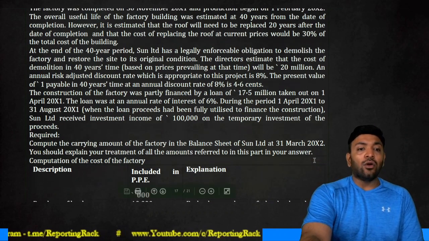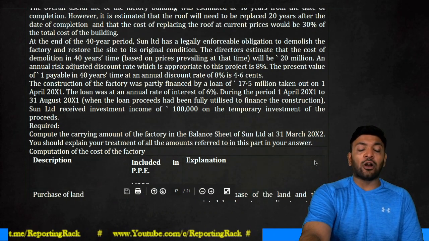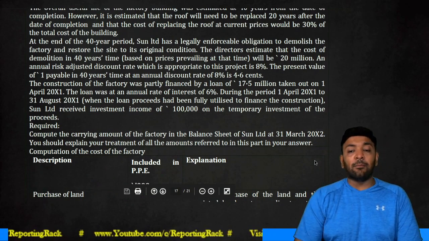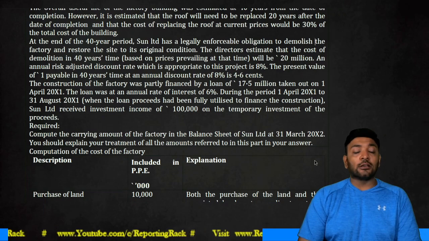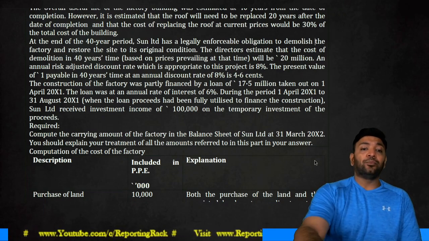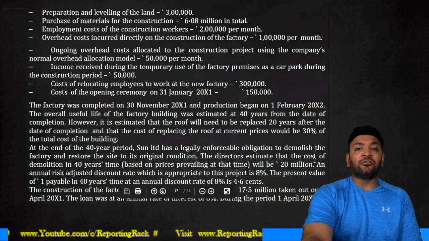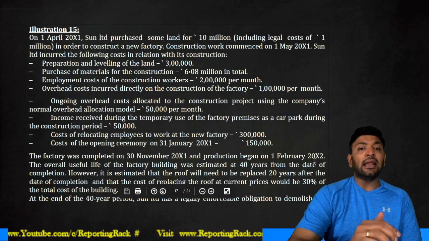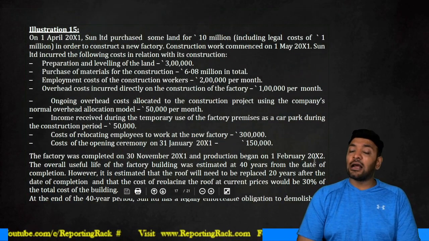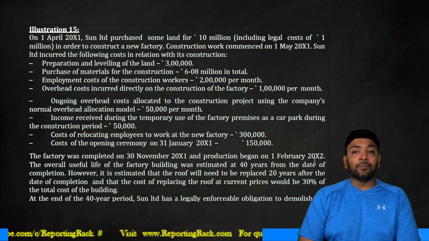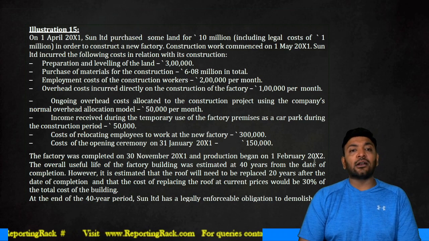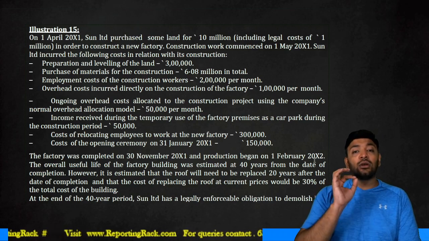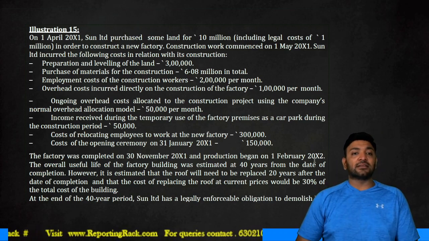Required to calculate the cost of the factory to be presented in the balance sheet on 31st of March 2012. You are required to explain the treatment as well. Guys, purchase of land of 10 million has to be recorded separately. It is a separate asset which should not be depreciated. It is a non-depreciable asset. Keeping that aside, let's start looking at the cost to be included in the cost of factory premises.